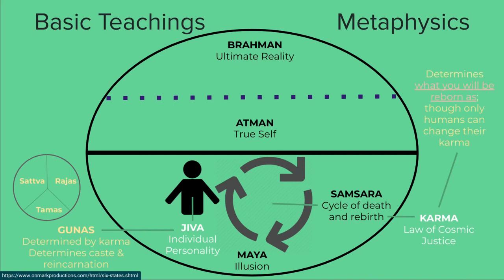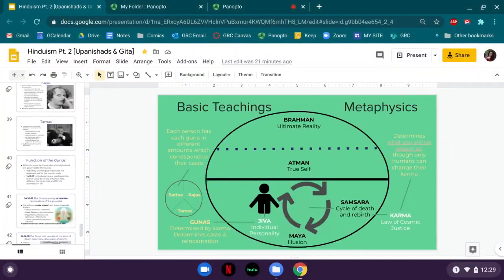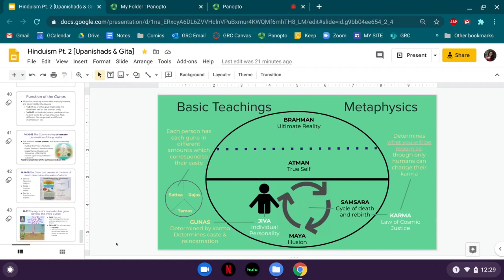And so when we have one guna ruling over our soul, again, that will determine which caste we are born into, what form of reincarnation we take. And thus, whatever caste you're born into, it is seen as the fact that you deserve to be there, which is why you can't move from one caste to another. So each person, again, will have each of these three gunas, but we will have them in different amounts, which correspond to our caste as a result of the karma that we have accumulated. Right, so again, for more information about the gunas and how they function, please take a look at the rest of the PowerPoint.